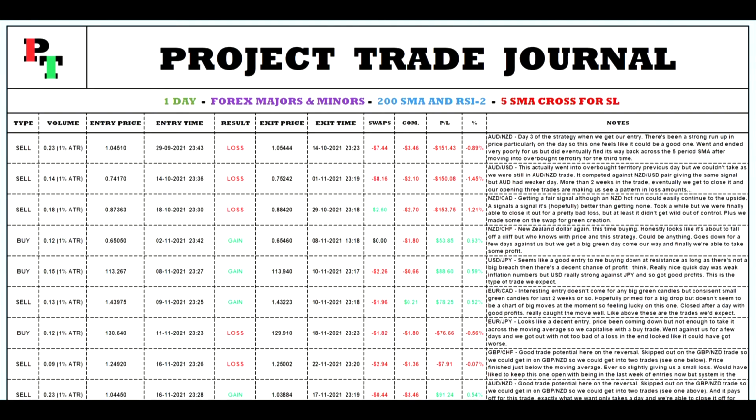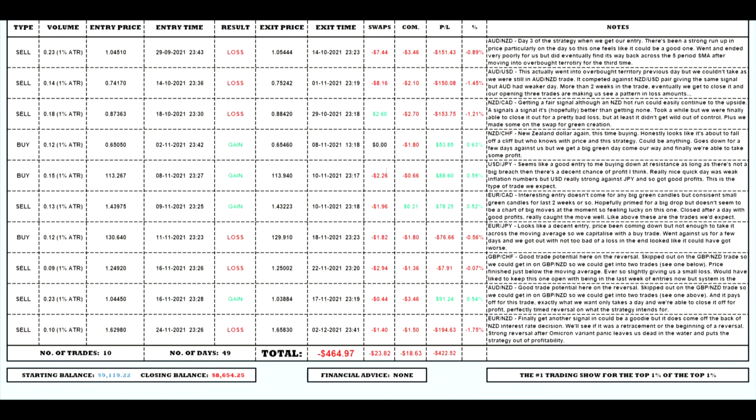Larry Connor's RSI-2 strategy, the final journal. Not looking all that healthy. Plenty of red to be seen. As we know, 10 trades, 49 days, $464.97 lost. So that is averaging almost a $10 loss every trading day. That can add up across years and decades. It started really bad for us. Those three trades put the boots in, and we know possibly the Australian dollar, US dollar could have turned out better, but it didn't, and you've got to live with the errors.